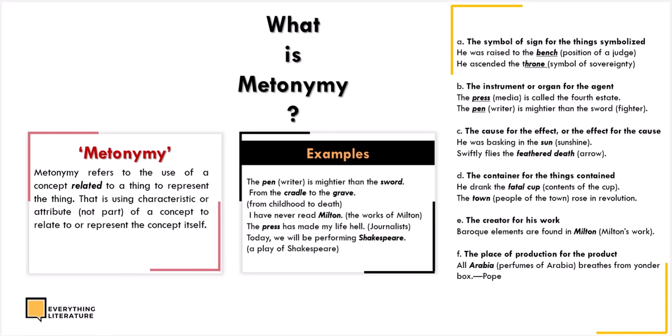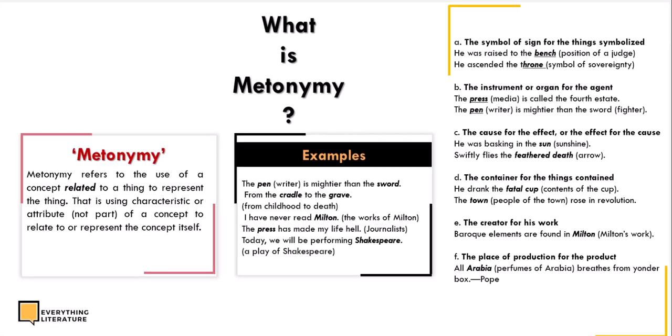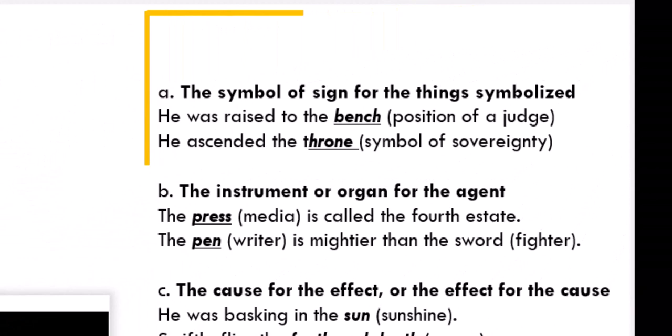To fully understand metonymy, metonymy is usually realized through the following ways. The symbol of the thing for the thing symbolized. For instance, he was raised to the bench. Bench here refers to the position of a judge. He ascended the throne. Throne here symbolizes sovereignty. Okay. The second is the instrument or organ for the agent. The press is called the fourth estate. Press here is used as a metonymy for media. The pen is mightier than the sword. Pen here is used as metonymy for the writer and sword as metonymy for fighter.